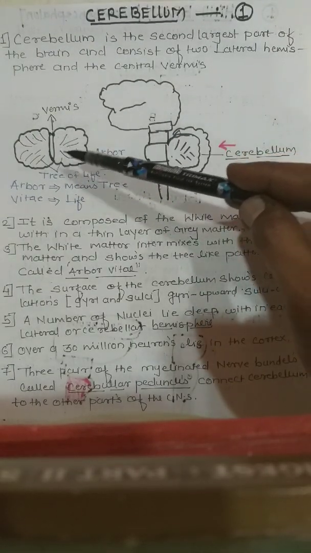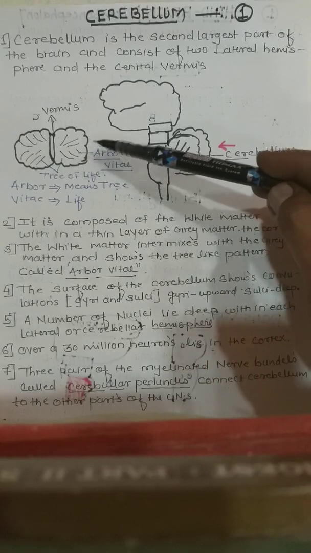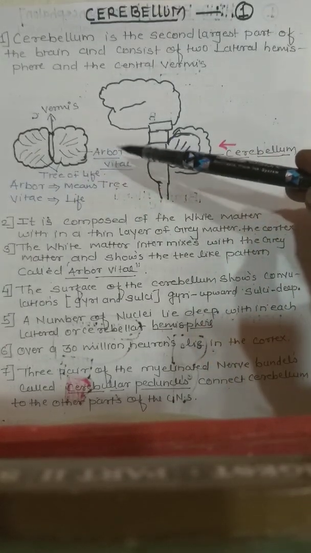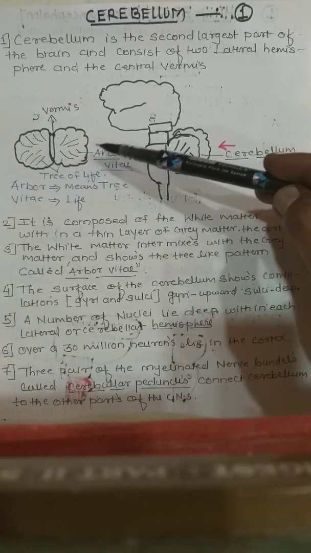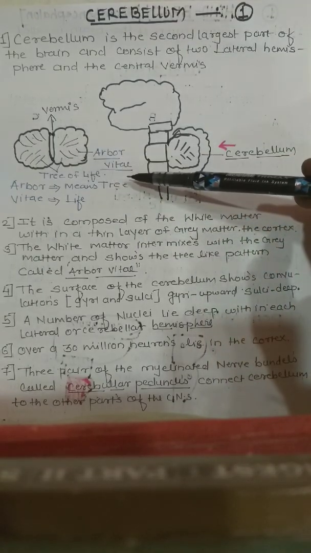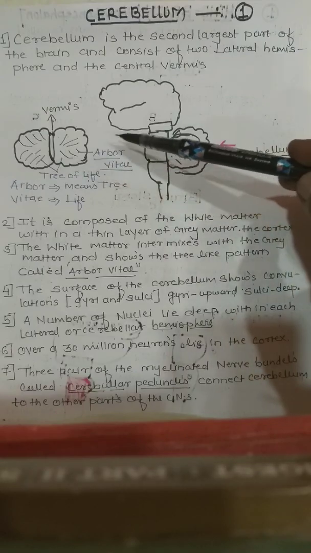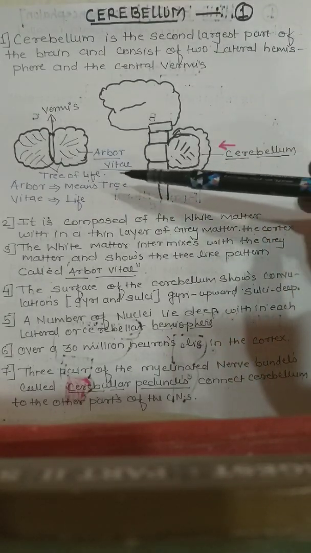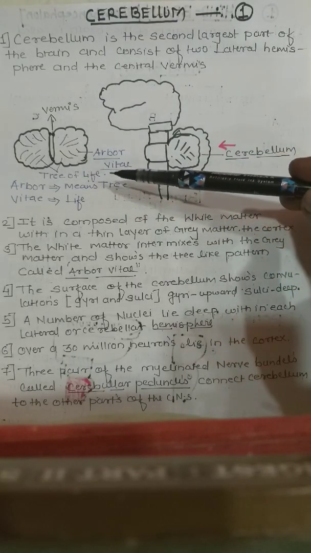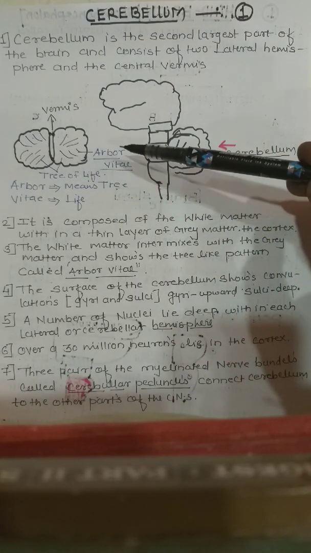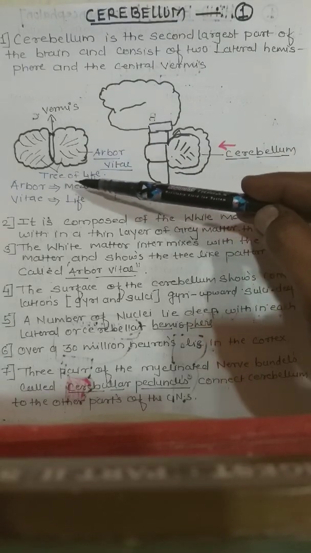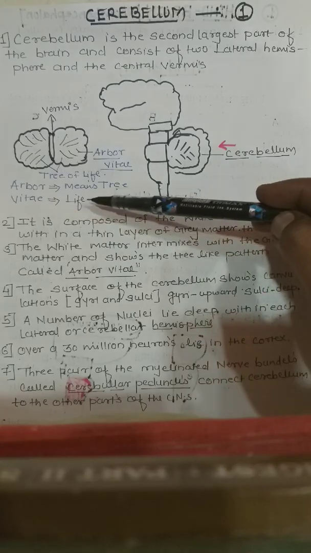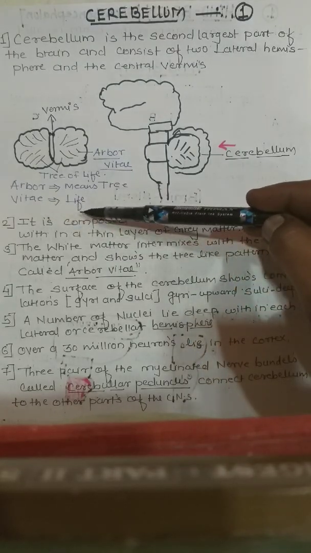In the gray matter, the white matter has spread out and forms a tree-like structure, and that is called the arbor vitae. This arbor vitae is also known as the tree of life. Arbor means tree and vitae means life.